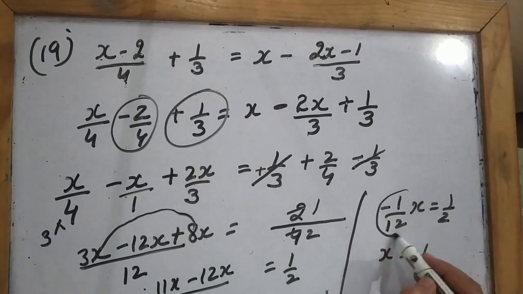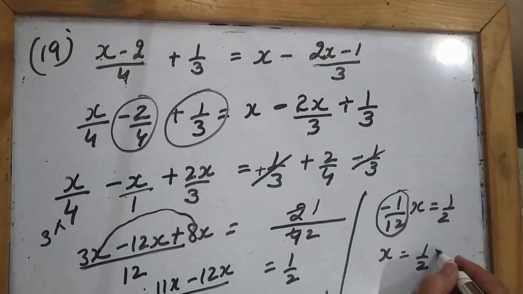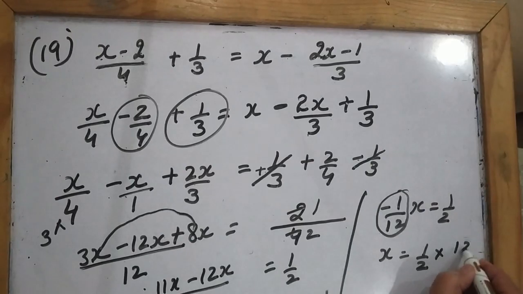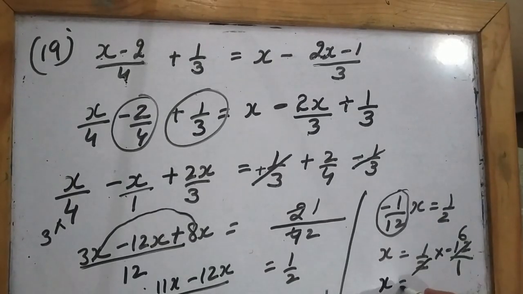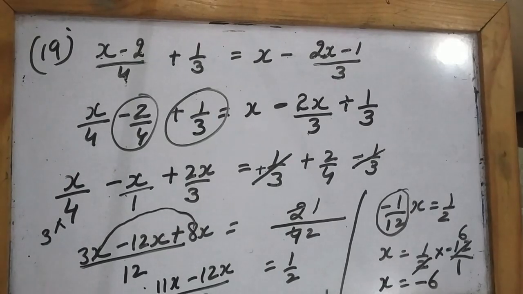So when I shift this to the other side, what will happen? Multiply, and this will become a reciprocal, and this is a negative term. So 2 6 are 12. So the answer will be minus 6.